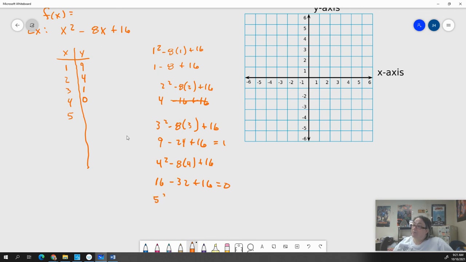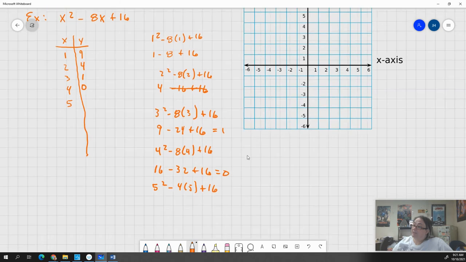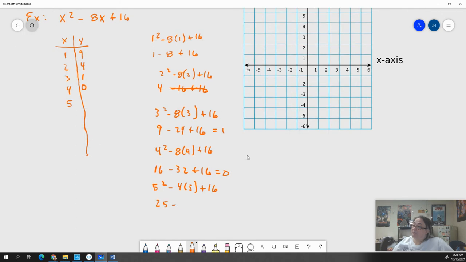So let's go 5 squared minus 4 times 5 plus 16. What do we get? Well, that's 25 minus 20 plus 16. 25 minus 20 is 5. Did I do something wrong there? I feel like I did something wrong there. Like I should be getting a different number. I should be getting 1.